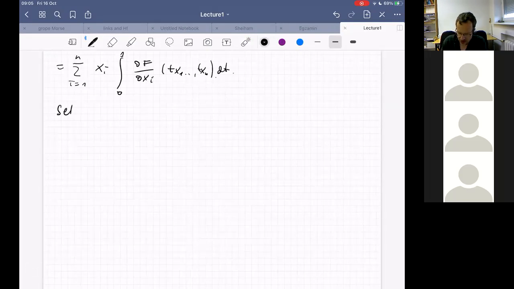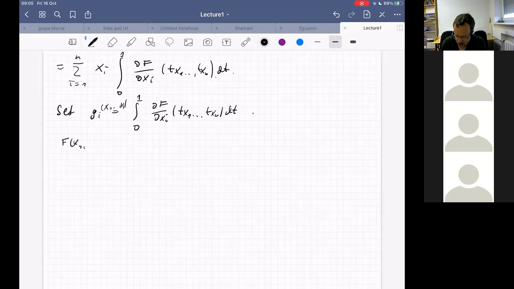So now set gi of x1, ..., xn to be equal to the integral over t of df over dxi of tx1, ..., txn dt. Then f of x1, ..., xn is x1 g1 of x1, ..., xn plus ... plus xn gn of x1, ..., xn. So this is the end of the proof of Hadamard's lemma.